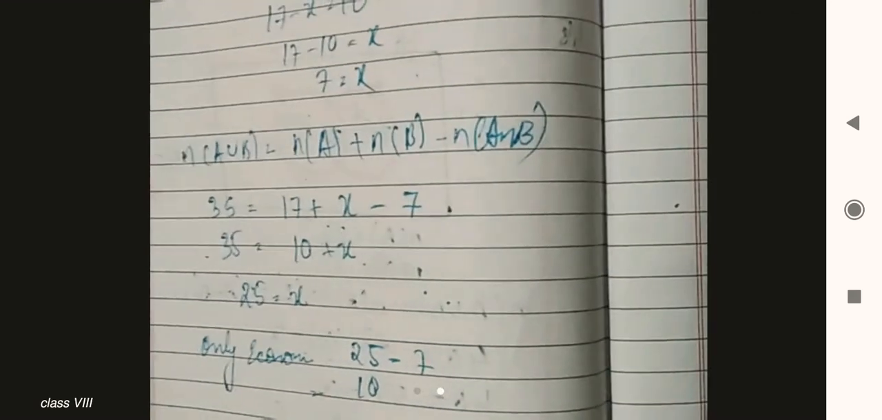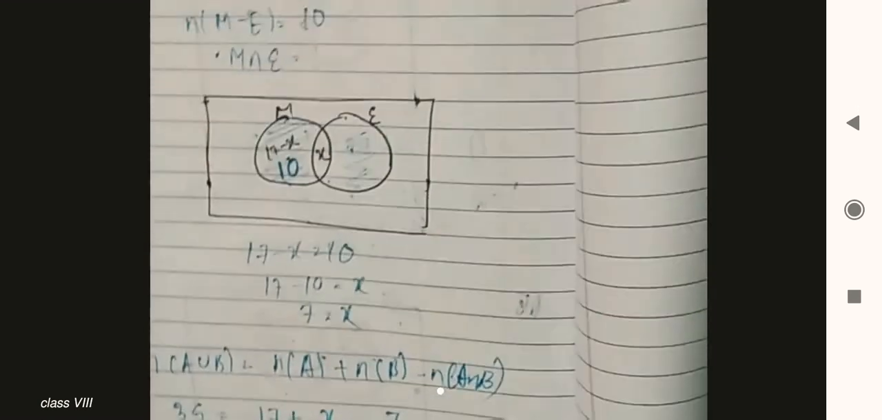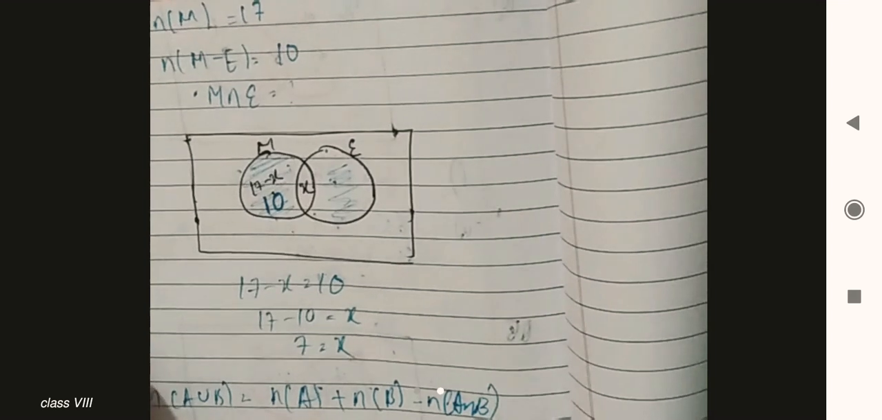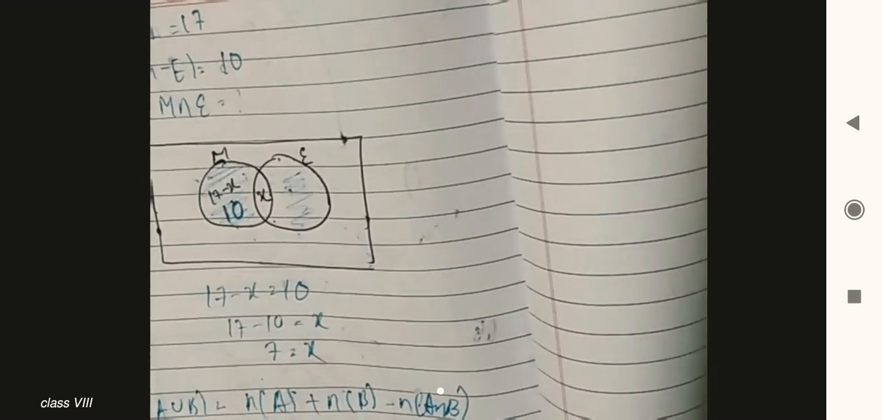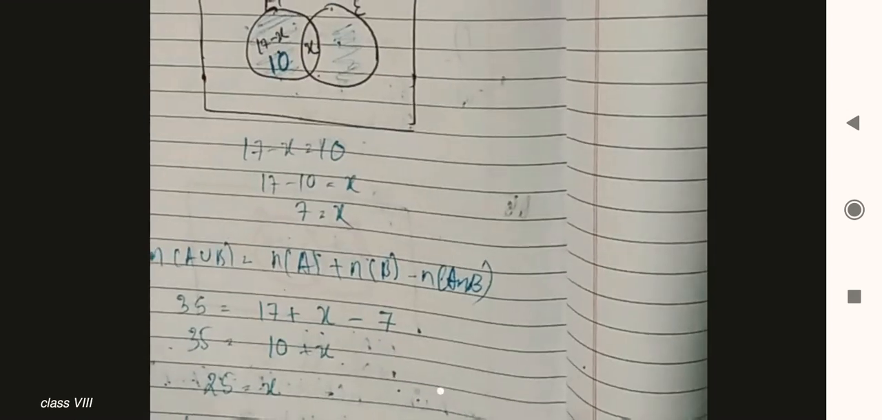So this is how you will do this review exercise. Sometimes you can apply the Venn diagram, sometimes you can use the formula. It depends on you, in which way you are comfortable. So this is the end of this chapter. Now complete the review exercise like this.